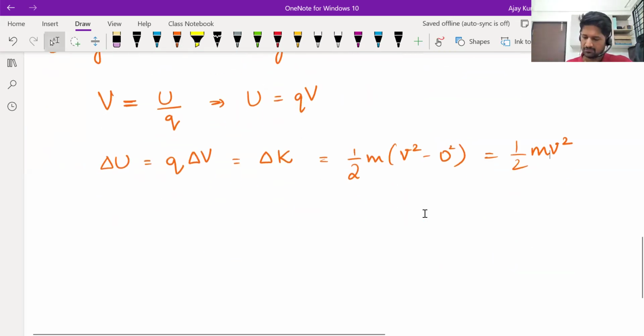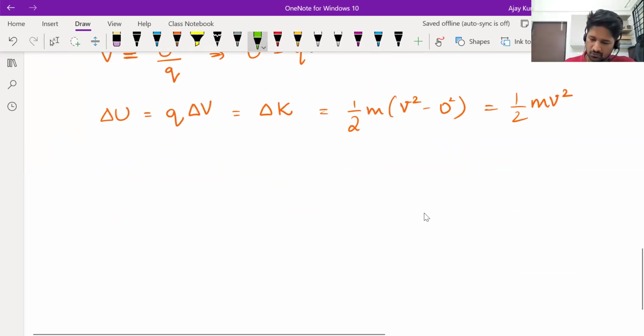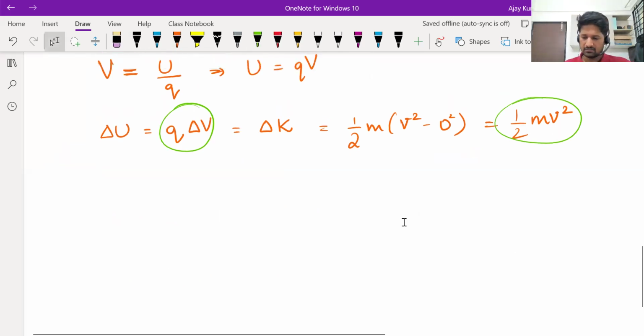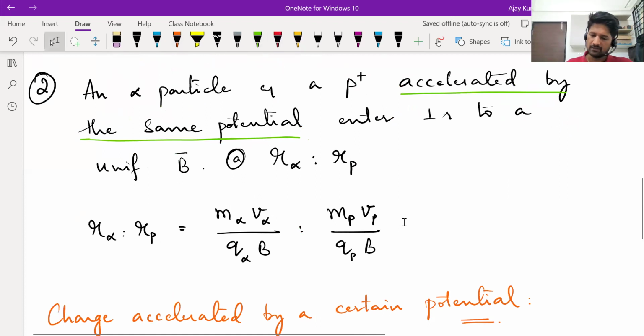Okay. Therefore, when a charge q goes through a potential difference delta v, it gets a kinetic energy of q delta v. So you can equate q delta v to half mv square. That way we can get the ratio of their speeds. So let us do that first. It is given to you in the question that the alpha particle and proton are accelerated by the same potential.